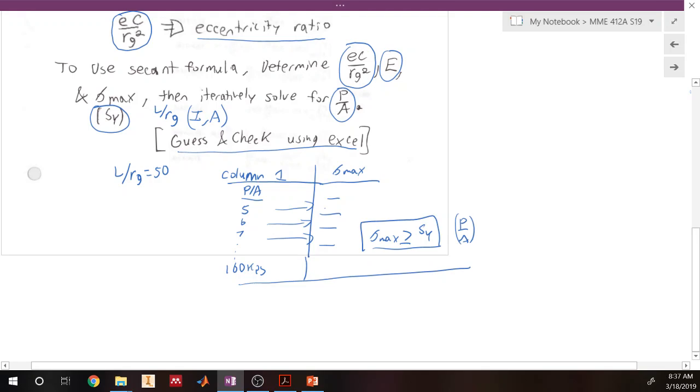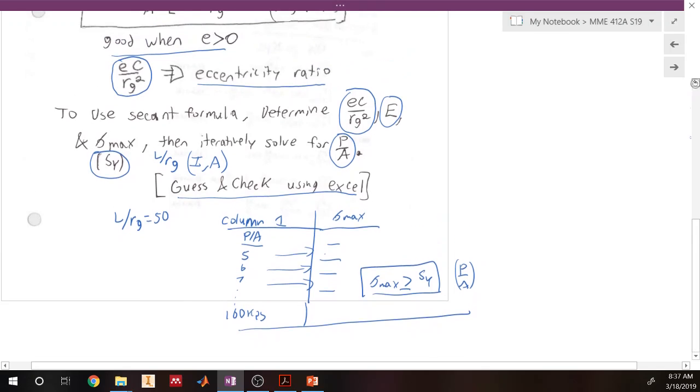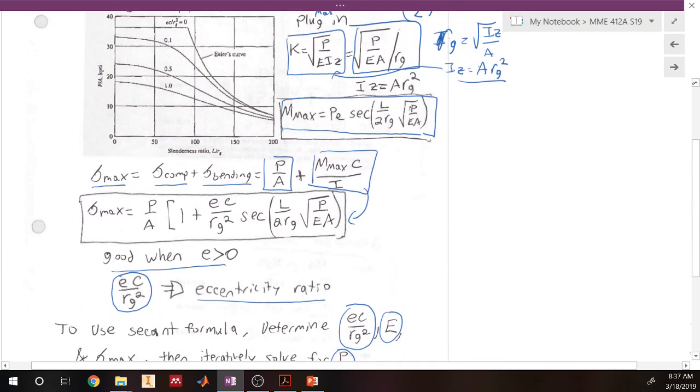And then you could use this method to calculate a diagram such as this on the top, where we have various eccentricity ratios and various slenderness ratios. You could calculate these different curves here. What you'll notice is that as ec over rg squared increases, our P over A decreases. So our maximum or allowable stress decreases with increasing slenderness ratio.